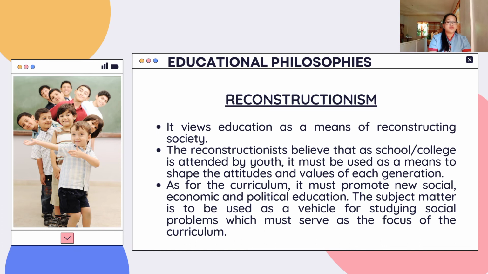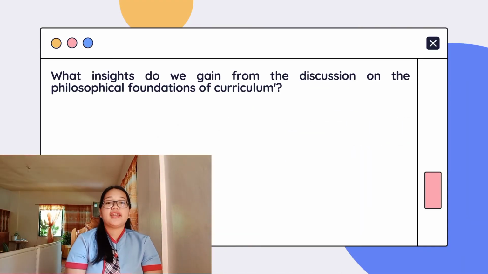Lastly, we have reconstructionism. It views education as a means of reconstructing society. The reconstructionists believe that as school or college is attended by youth, it must be used as a means to reshape the attitudes and values of each generation. As a result, when the youth become adults, they will share certain common values, and thus the society will have reshaped itself. As for the curriculum, it must promote new social, economic, and political education. The subject matter is to be used as a vehicle for studying social problems, which must serve as the focus of the curriculum. So those are the philosophical foundations in education.